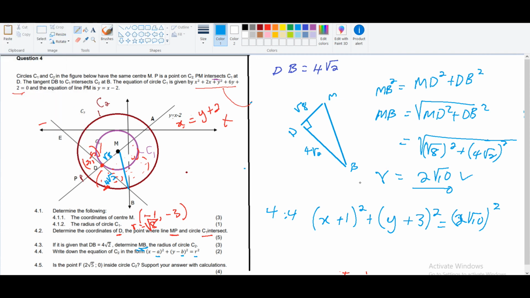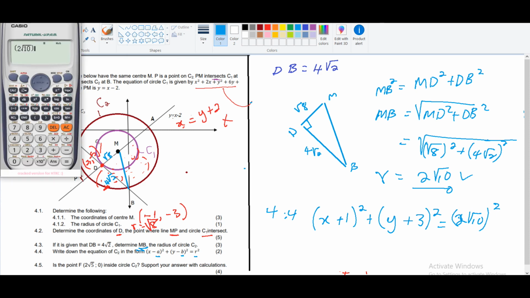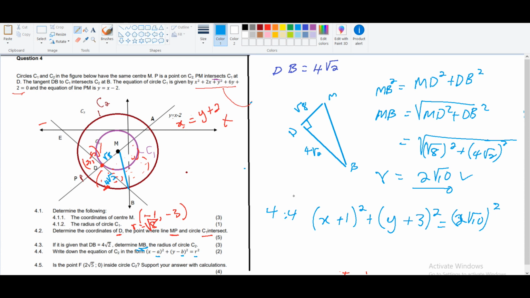You get 40. I can calculate in my mind. Beautiful friend, please tell us, what is 2 root 10 squared? You get 40, right? Please learn to press your calculator. It's very important. Sometimes you know the maths, but you don't know the calculator, then you fail, not because you don't know the maths. So this is your equation in that format.